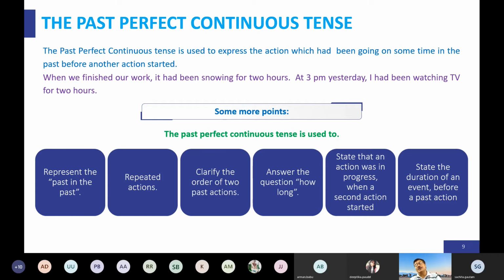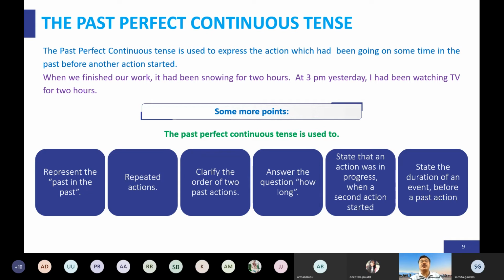At that time it was snowing. When we finished, it was snowing, it was in progress. So it had been snowing before that, 2 hours started, and since then continuously snowing. To tell this, it is used. At 3 p.m. yesterday, I had been watching TV for 2 hours. At 3 p.m. yesterday, the speaker said that I had been watching TV for 2 hours.